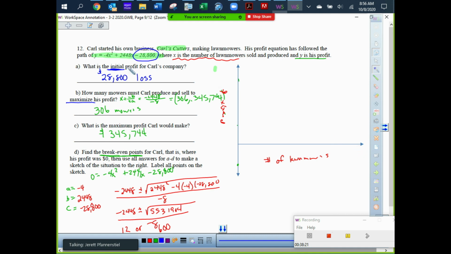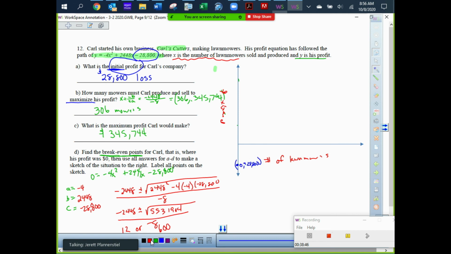First, we're going to start with the y-intercept. Oh, my bad. We'll call it the initial profit. Isn't this the y-intercept in this case? It's negative, though, so we're going to go down here, put ourselves a dot of 0, negative 28,800. Carl and his little mower company here started down in negative land.